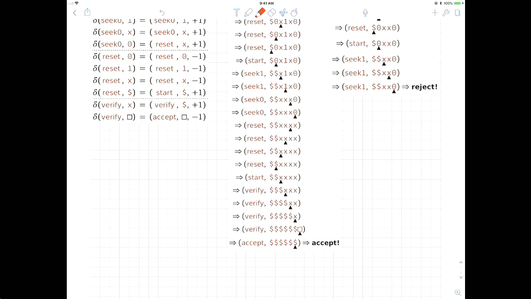So I scan in this state, verify. In the state verify, I scan to the right. If I see an X, I write a $ sign and move to the right. If I ever see a 0 or a 1 in this state, I reject. But if I manage to get all the way over here to the blank, then I accept.